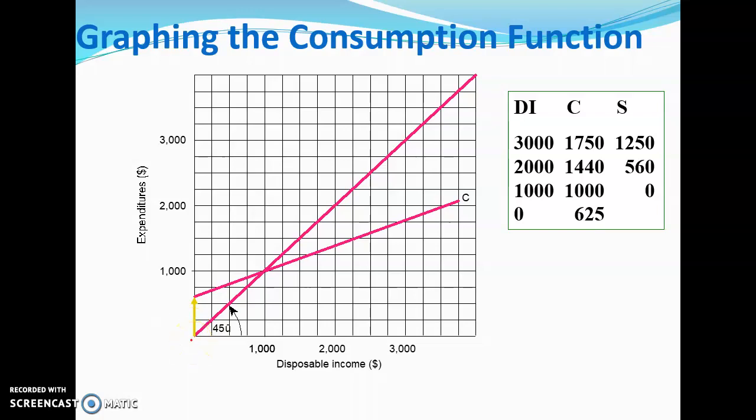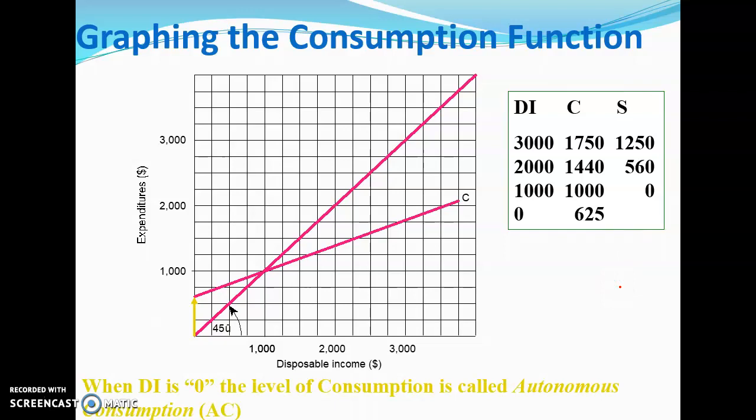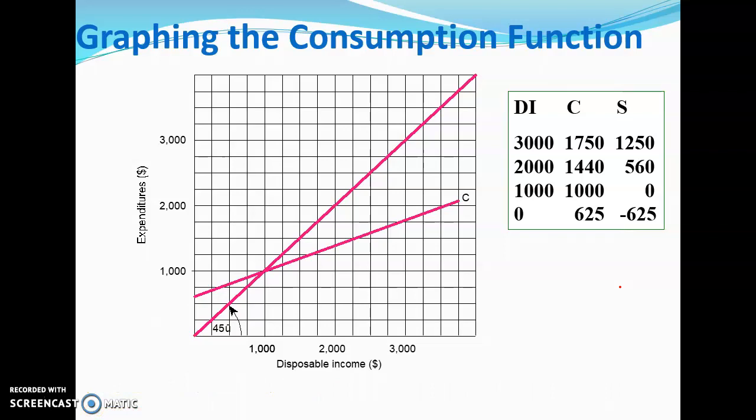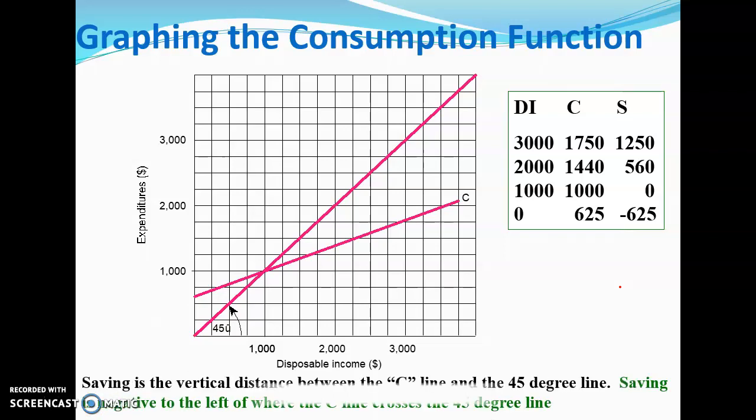Now, whenever your income is equal to 0 and you are making certain consumption, the value of the savings is always negative, because the consumption value is greater than the disposable income. If you apply the formula, that is 0 minus 625, the answer is minus 625. When the disposable income is equal to 0, the level of the consumption is called the autonomous consumption, and the level of the savings is always negative. It is equal to minus 625.